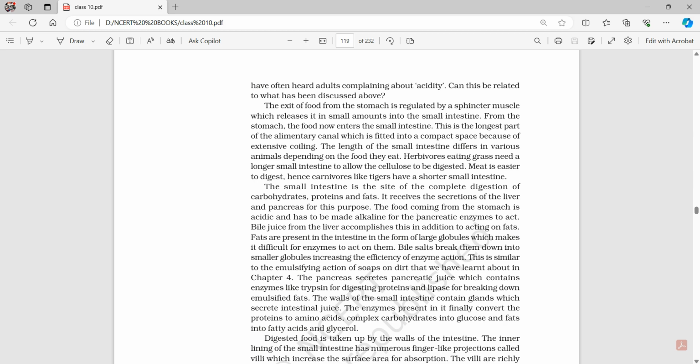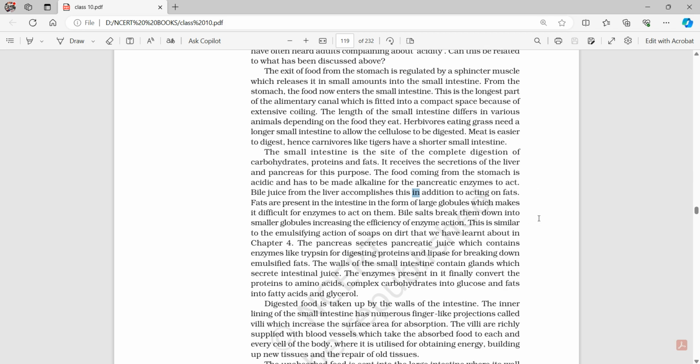The food coming from the stomach is acidic and has to be made alkaline for the pancreatic enzyme to act. Bile juice from the liver accomplishes this in addition to acting on fats. Fats are present in the intestine in the form of large globules, which makes it difficult for enzymes to act on them. Bile salts break them down into smaller globules, increasing the efficiency of enzyme action. This is similar to the emulsifying action of soaps on dirt that we have learned about in chapter 4.